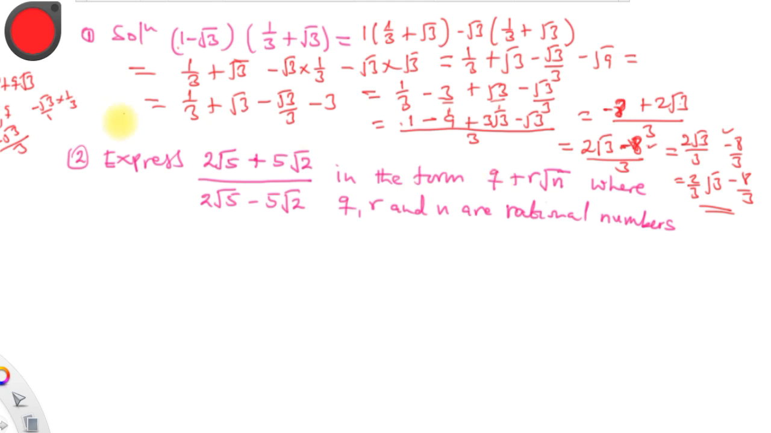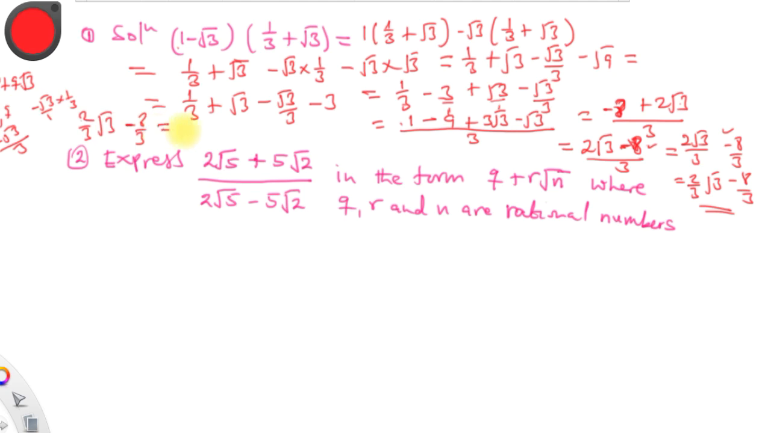So we are saying that okay, fine. So we have to express this in the form P plus Q root 3. Okay, fine. So let's just rewrite it. So we are having this. We have 2 over 3 root 3, and then minus 8 over 3. Okay, so let us rewrite this again to conform to P plus Q root 3.